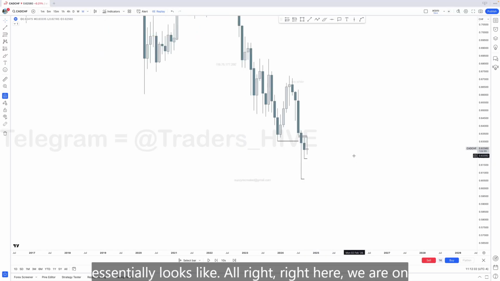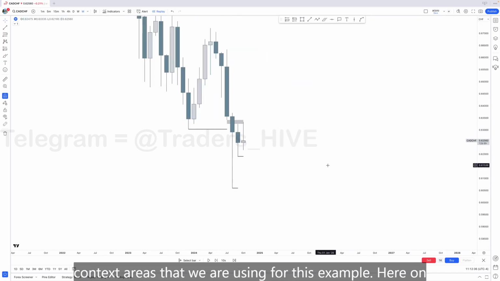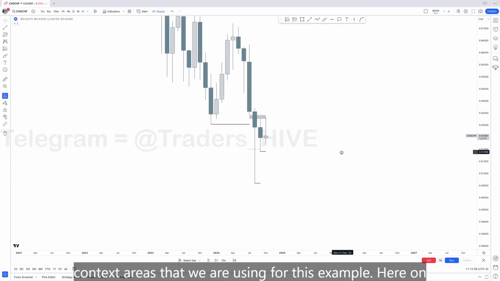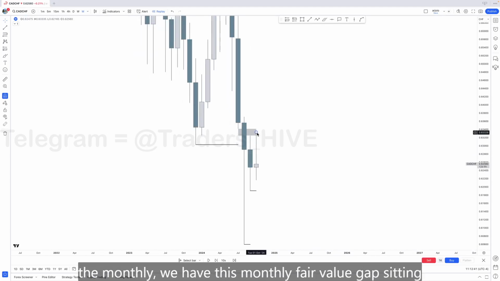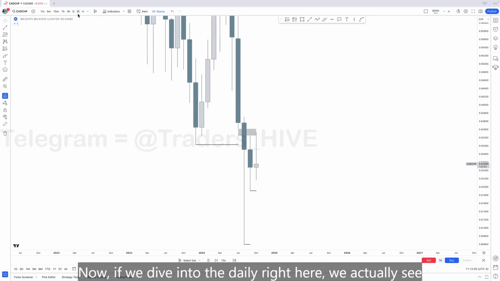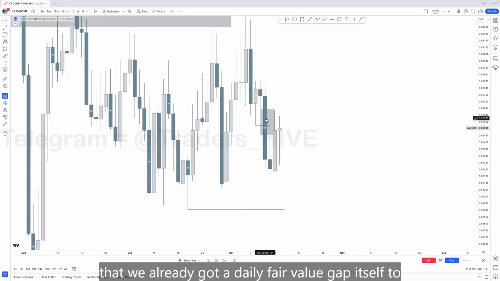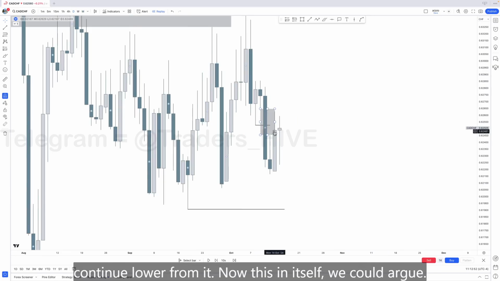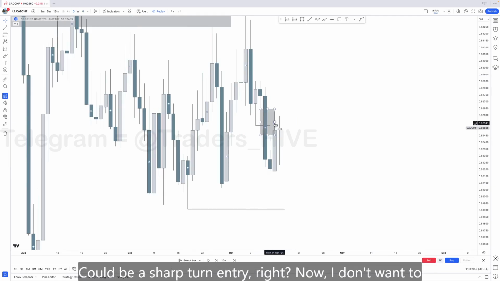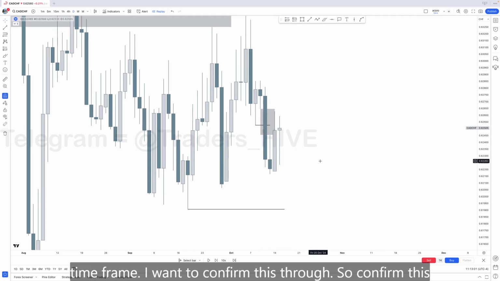All right, right here we are on Canadian dollar CHF, and I first want to dive into the context areas that we are using for this example. Here on the monthly, we have this monthly fair value gap sitting right there, which we could potentially continue lower from. Now, if we dive into the daily right here, we actually see that we already got a daily fair value gap itself to continue lower from it. Now, this in itself, we could argue could be a sharp turn entry, right? Now, I don't want to enter from this sharp turn entry right there on the daily time frame. I want to confirm this through, so confirm this extra.